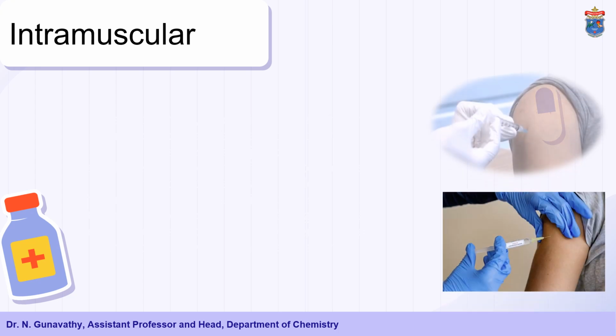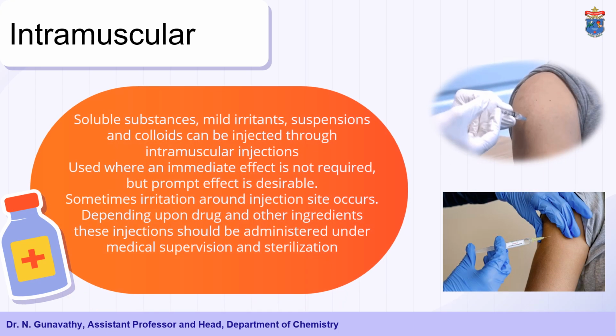Intramuscular. Soluble substances, mild irritants, suspensions, and colloids can be injected through intramuscular injections, used where an immediate effect is not required but a prompt effect is desirable. Sometimes irritation around the injection site occurs. Depending upon the drug and other ingredients, these injections should be administered under medical supervision and sterilization.